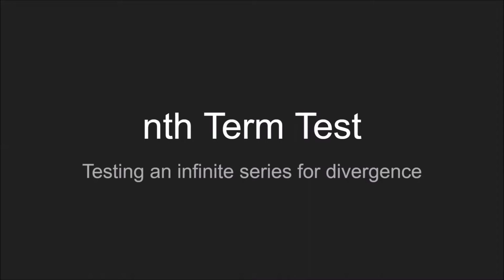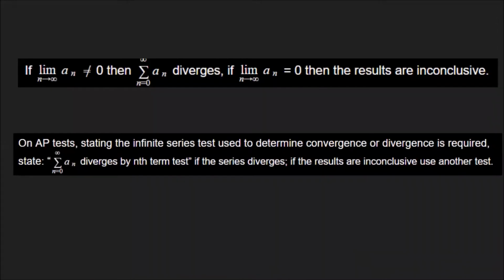Now, what you're seeing may seem a little confusing, but what we're basically asking is whether or not a sub n equals 0 when n approaches infinity. If a sub n does not equal 0, then the series diverges. If a sub n does equal 0, then this test proves nothing and the results are inconclusive.